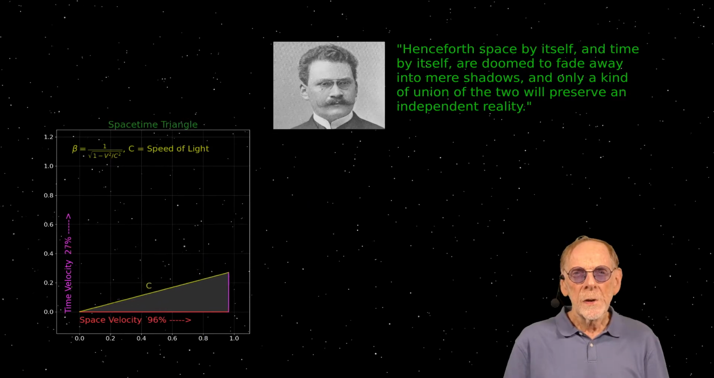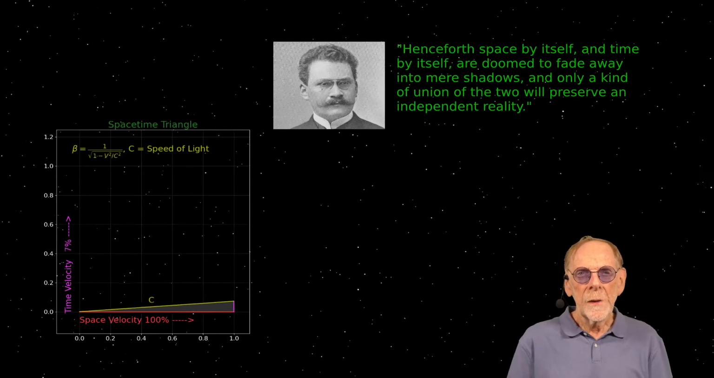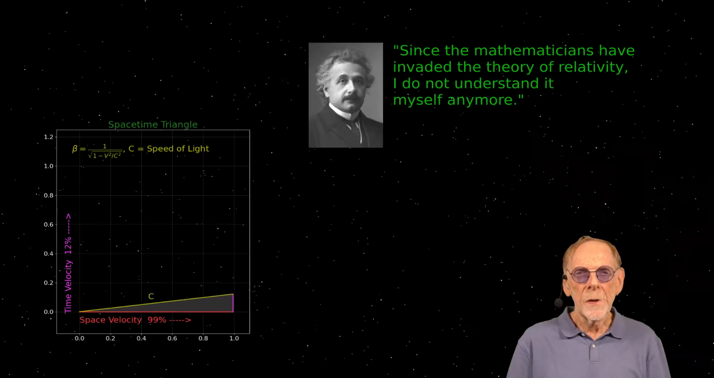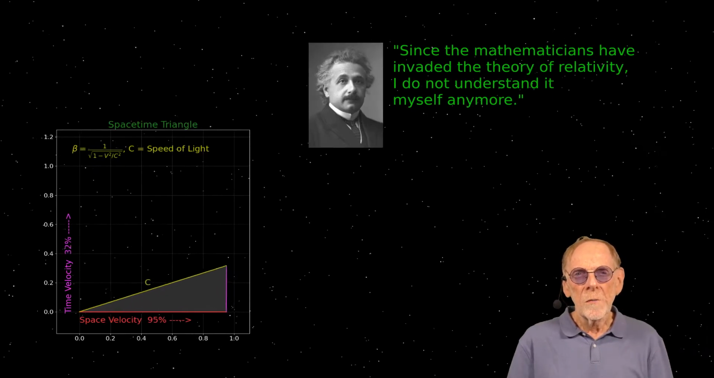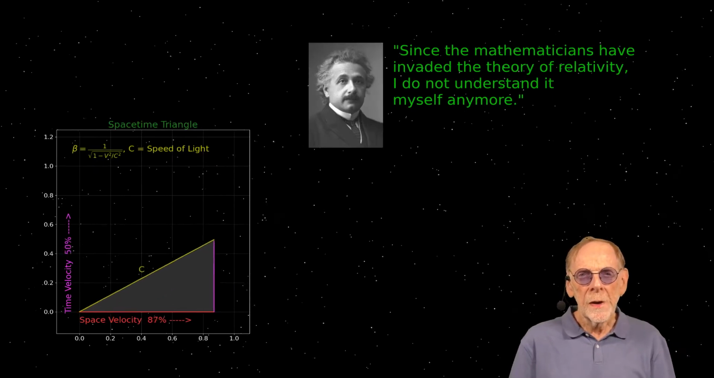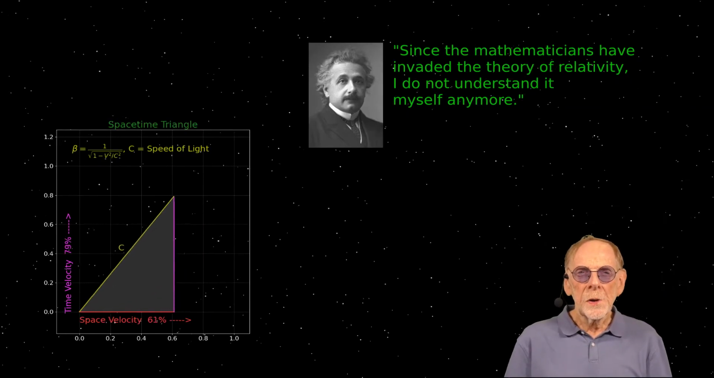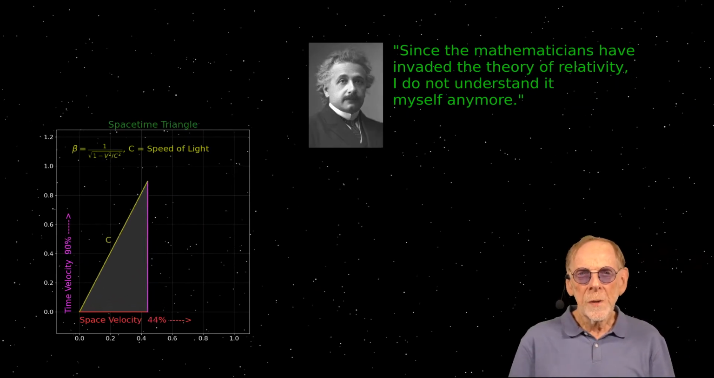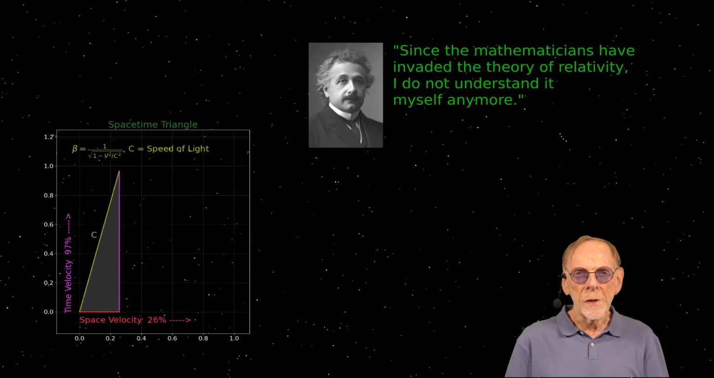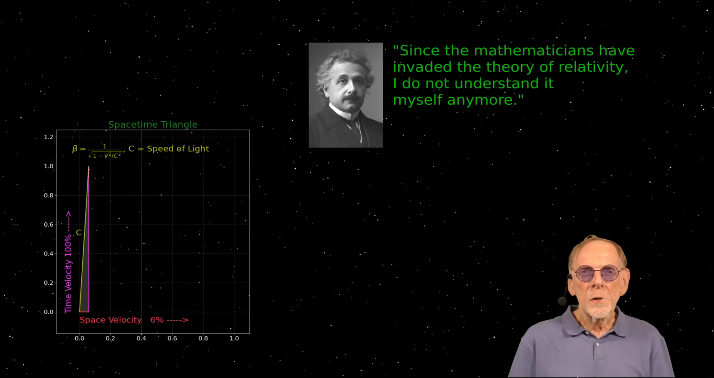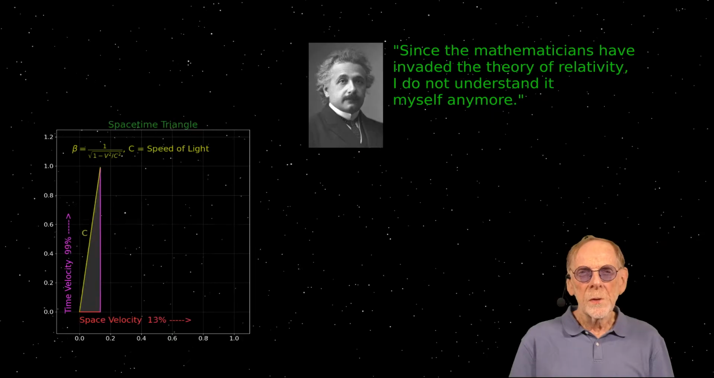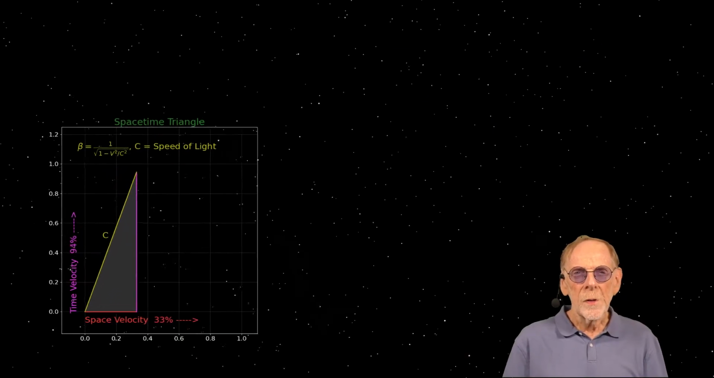Einstein, temporarily left behind by his teacher and others, and somewhat frustrated, said, "Since the mathematicians have invaded the theory of relativity, I do not understand it myself anymore." But in time, Einstein recovered, developed a better, more general relativity theory, and once his radical ideas were confirmed in empirical tests, he became famous.